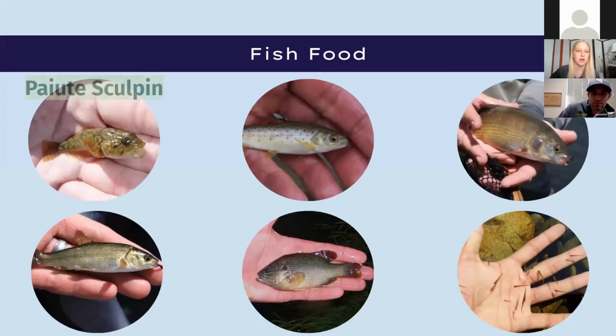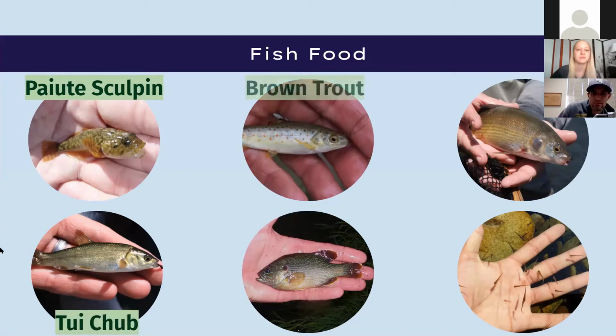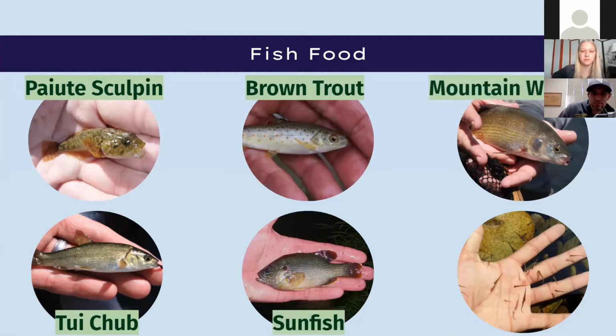So we've got our Paiute sculpin. We've got our chewy chub. We've got our brown trout, our sunfish, our mountain whitefish, and yes, our rainbow trout will even eat other rainbow trout. They are not picky. All of these fish can be smaller than the rainbow trout, and the rainbow trout, when hungry, will eat whatever will fit in its mouth, including other fish of the same species.